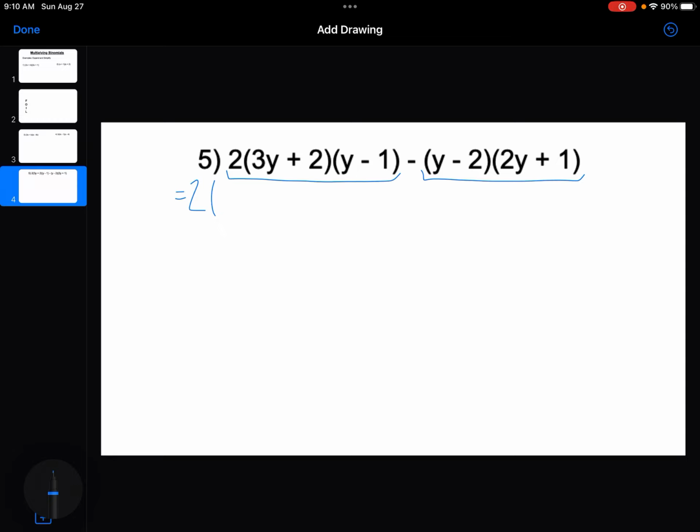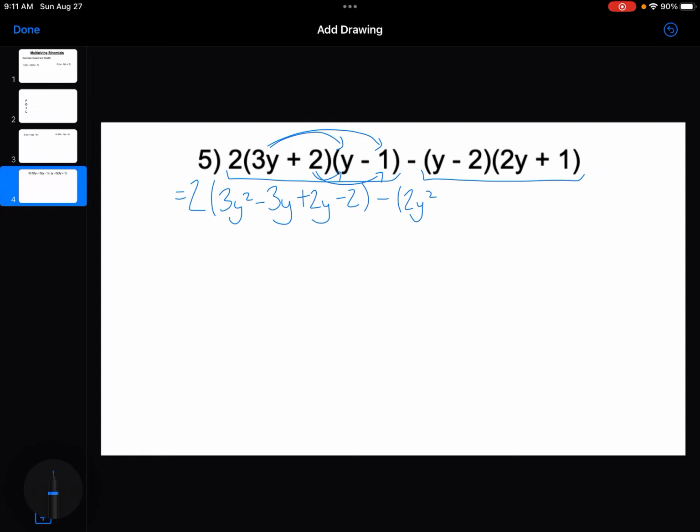So first, we've got 2, and I'm going to have 3y times y. I'm going to do first, outer, inner, last. Okay, remember that concept. So we get 3y squared minus 3y plus 2y minus 2. Now I'm going to put my minus sign and I'm going to expand that second bracket because that second bracket really has no impact on what I'm doing here. So we're going to get minus, and I've put brackets, and those brackets are important because this minus sign is going to change every sign in that bracket.